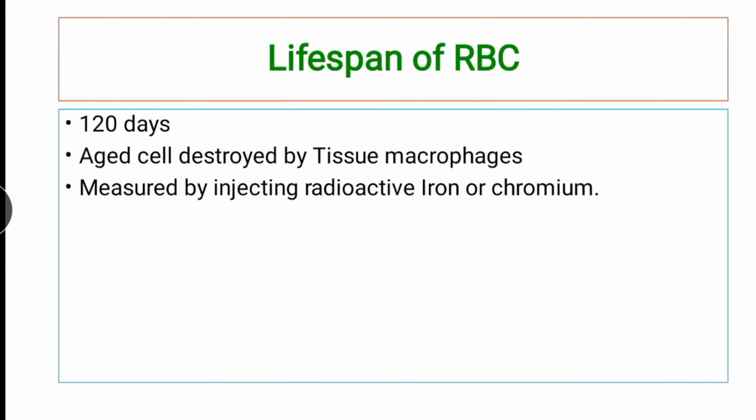Normally RBCs can live up to 120 days, and the aged RBCs are destroyed in the tissue macrophage system. We can measure the RBC's lifespan with the help of radioactive iron or chromium.